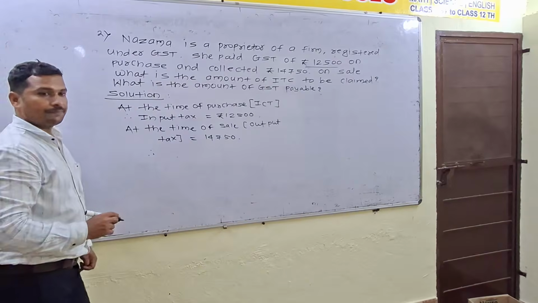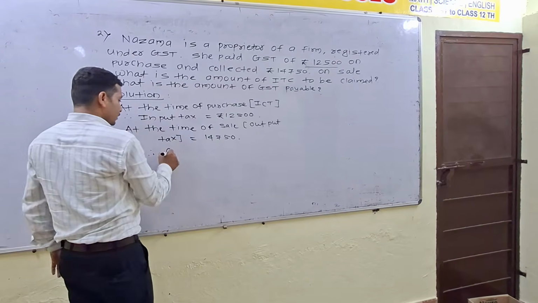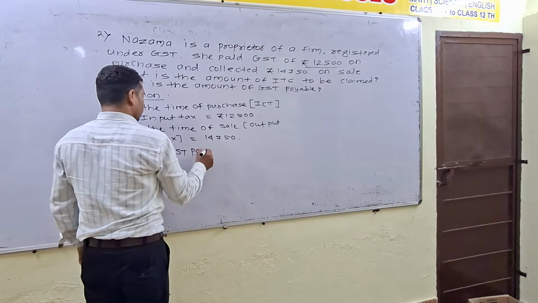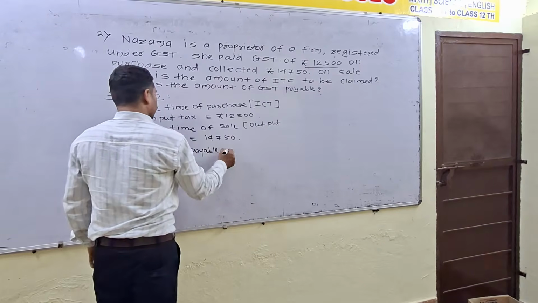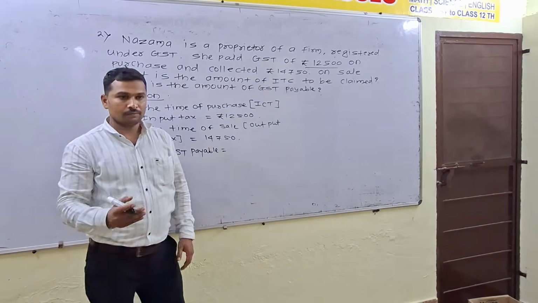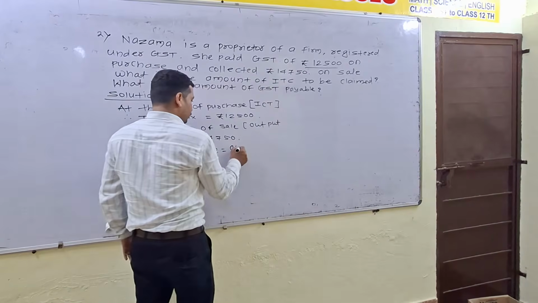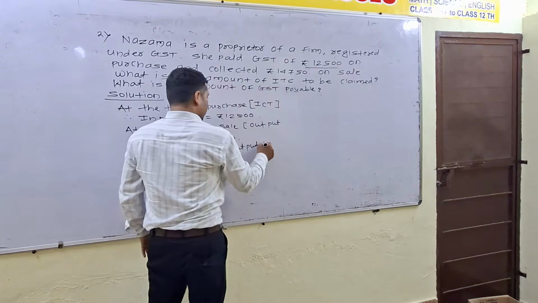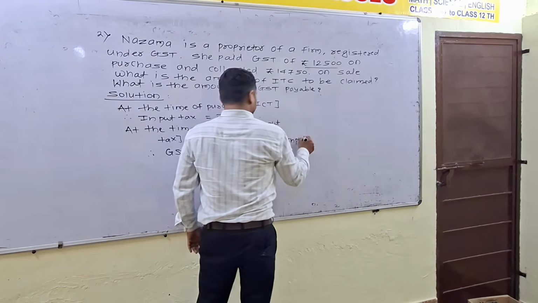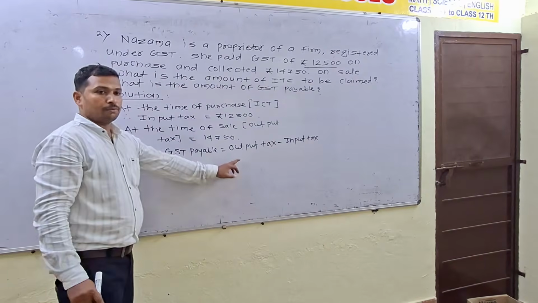GST payable is equal to formula. Write down there again: GST payable is equal to output tax minus input tax. Output tax minus input tax. Very good answer.